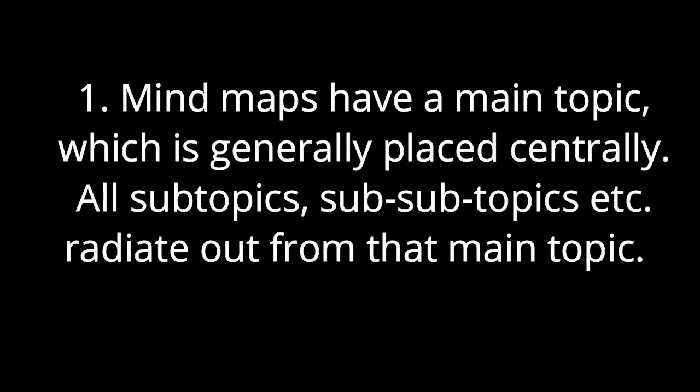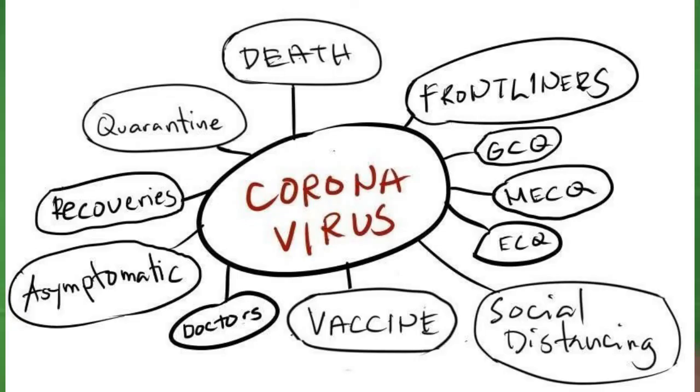Examples. Number 1, mind maps. It has a main topic, which is generally placed centrally. All the subtopics, sub-subtopics, etc. radiate out from that main topic. In the example, all the words connected in the center are related to each other. It will make you think of other words connected to the main topic and subtopics.